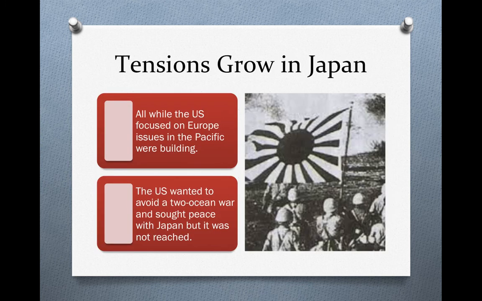All while tensions grow in Japan. So while the U.S. focused on Europe, issues in the Pacific were building. So we're getting ready to have wars on both sides of us. The U.S. wanted to definitely avoid not only a two-front but a two-ocean war, and sought peace with Japan, but unfortunately it was not reached.